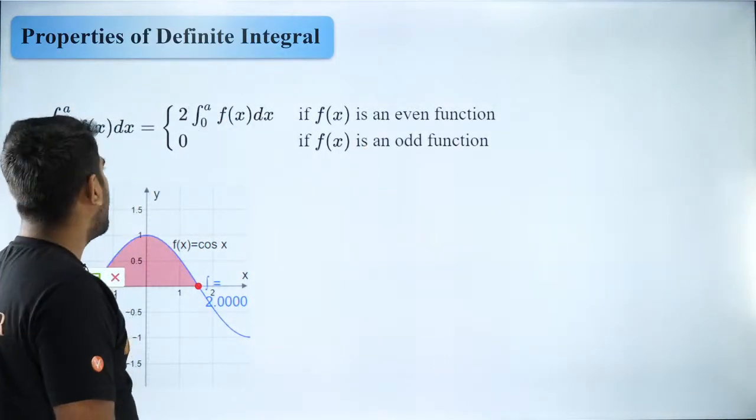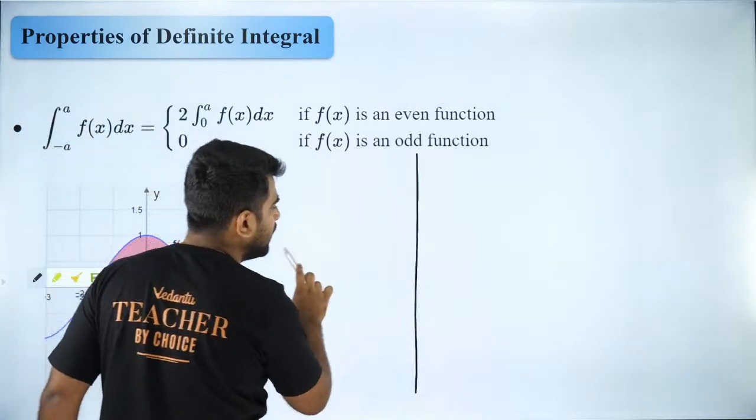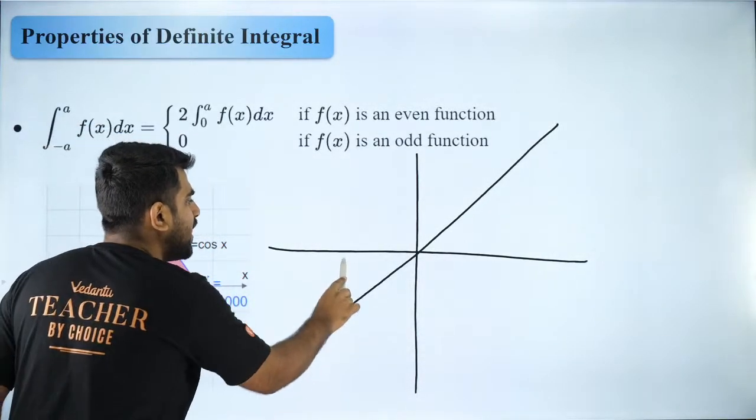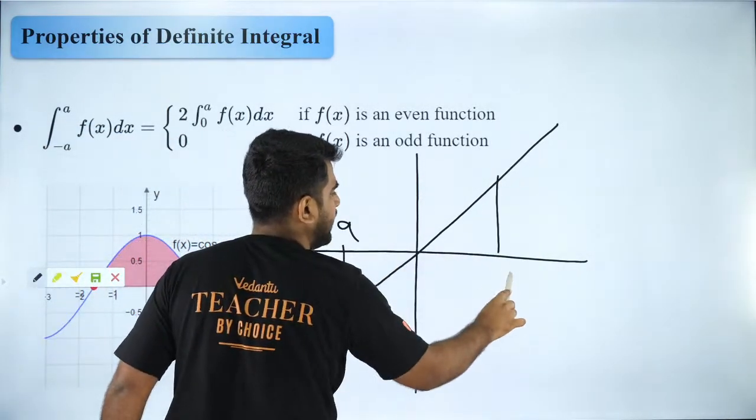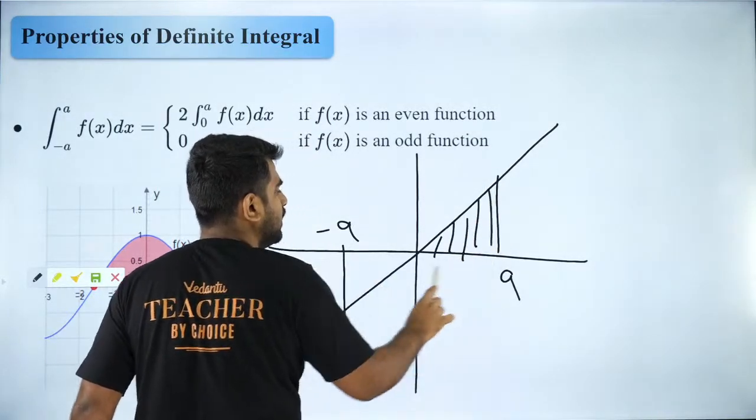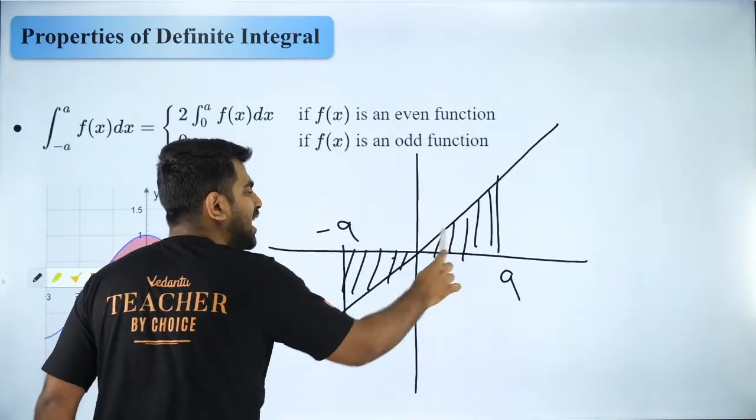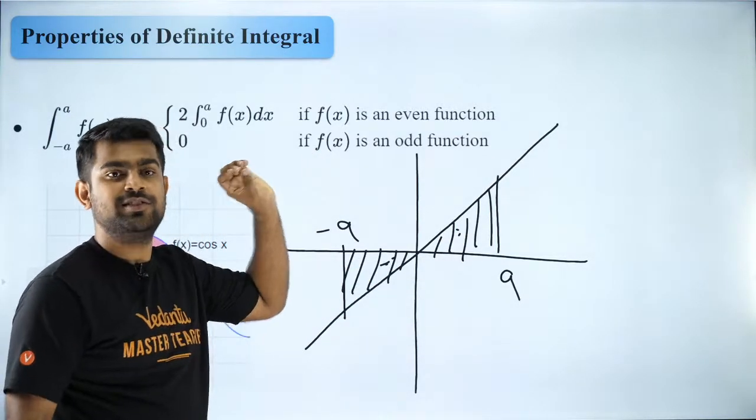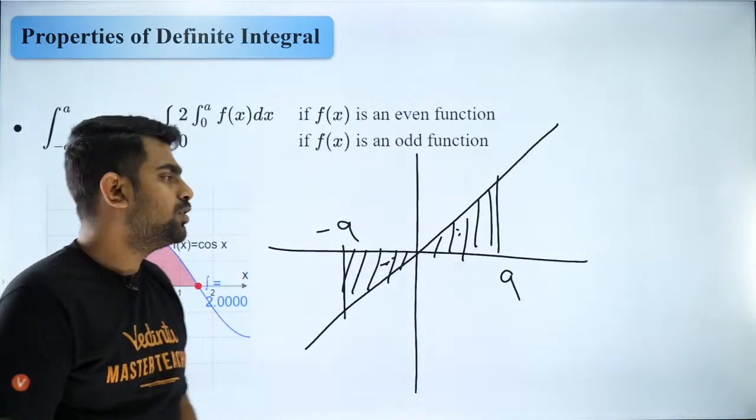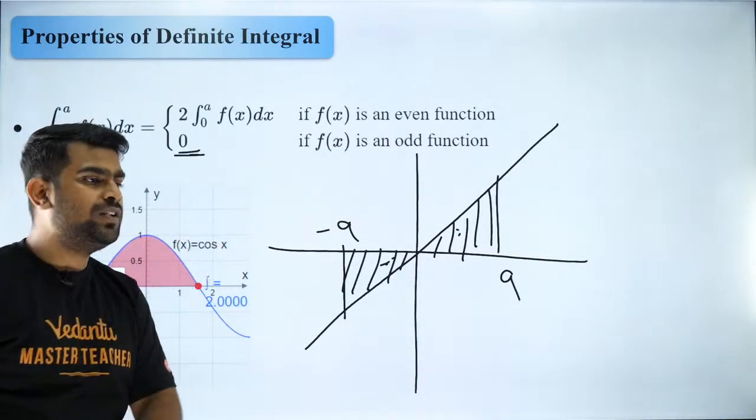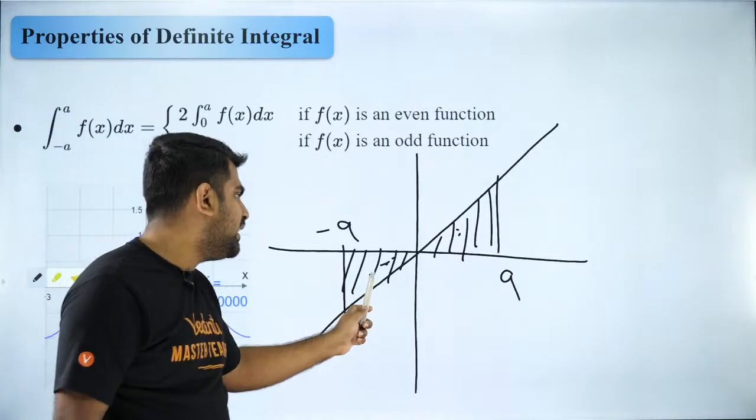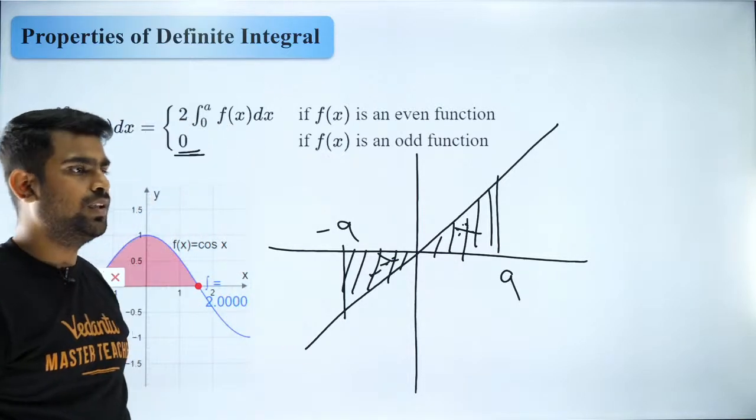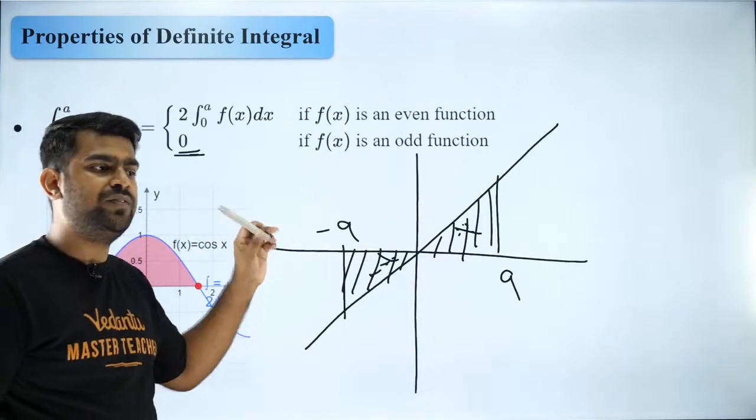Now, odd function. An odd function example is y equal to x. y equal to x is an odd function. Now if I do minus a to plus a, this area will be positive, this area will be negative, and both are equal, so they will sum to 0. Are you guys clear? So that is why it is 0. Everybody clear with that? This is negative area, this is positive area. So if you add both of them, it will be 0. Are you all clear with that? Everybody?